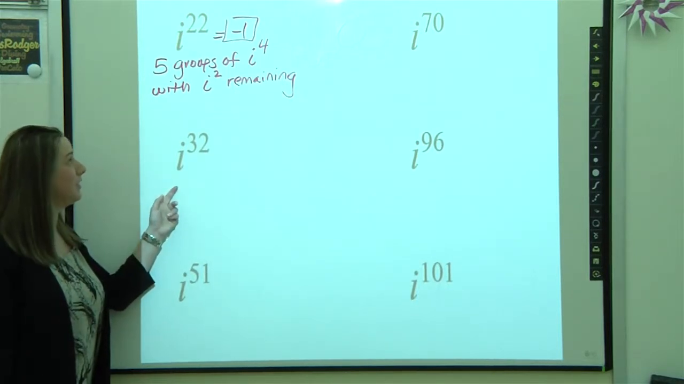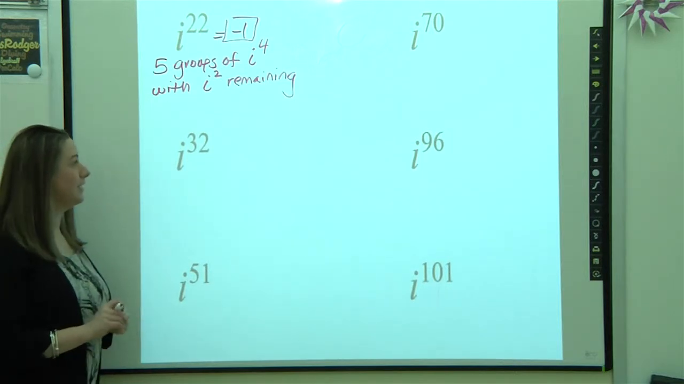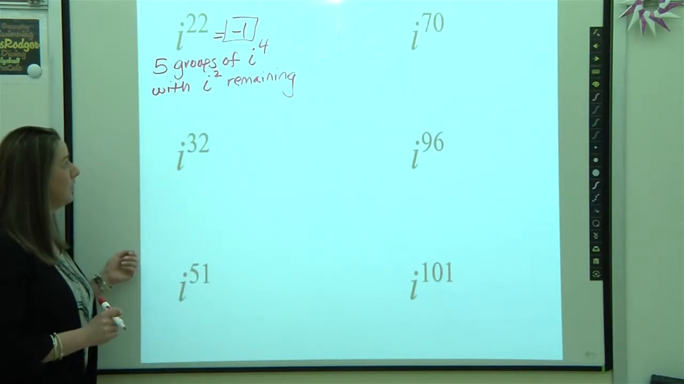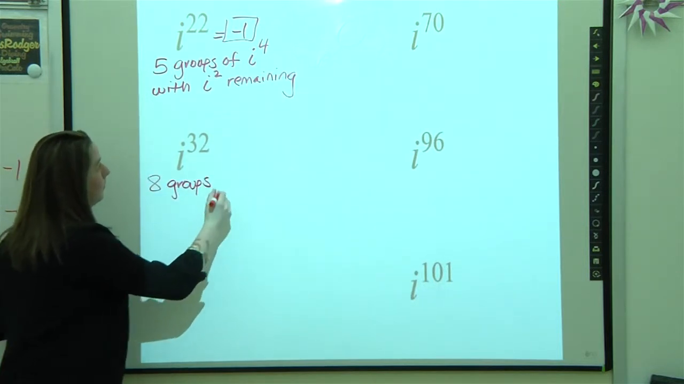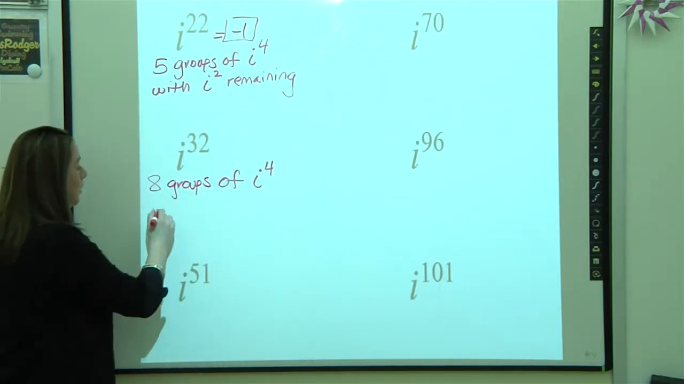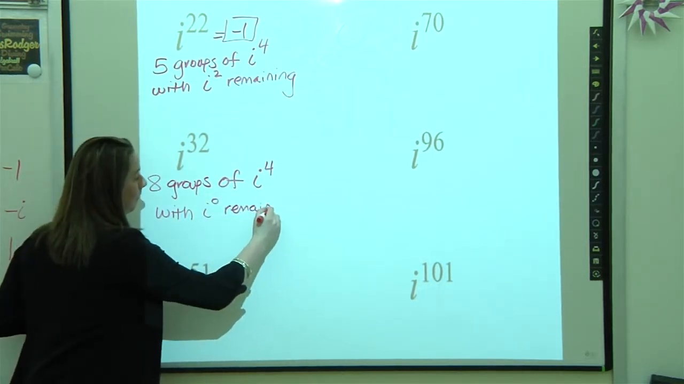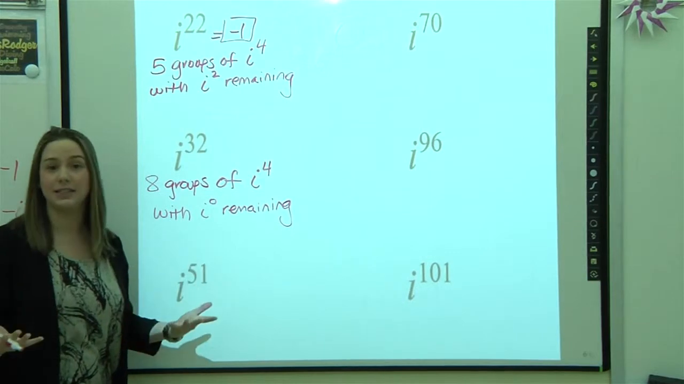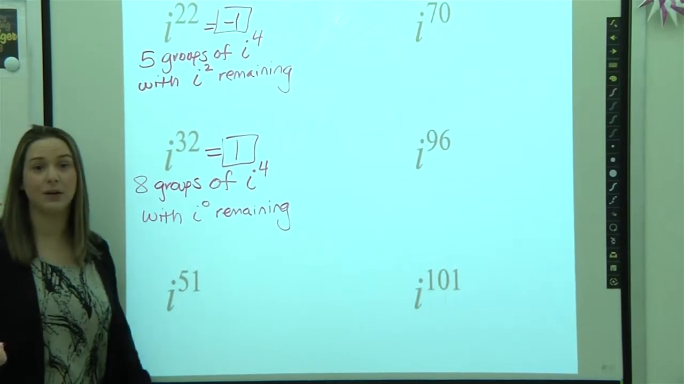So i squared equals -1, so i to the 22nd equals -1. If I think about i to the 32nd power, I'm going to use the same process. How many groups of i to the 4th go into i to the 32nd without going over? Whatever the remainder is will be my answer. So 8 groups of i to the 4th. 8 times 4 is 32. So we have i to the 0 remaining. And if we think about the previous slide, anything to the 0 power is going to be 1. So i to the 32nd power is 1.